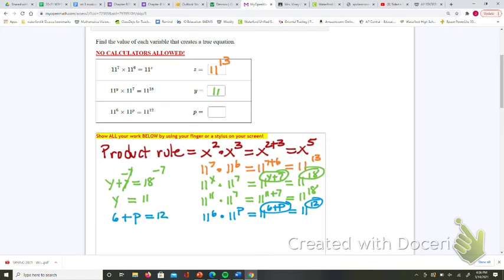Okay, now we can totally do this. What's happening to the p? It's being added by 6. How do we do the inverse of add? We subtract. Minus 6 minus 6. 6 minus 6 is 0, and we get p equals 12 minus 6, which is 6. Make sure you have all of the work in the work area before you submit.